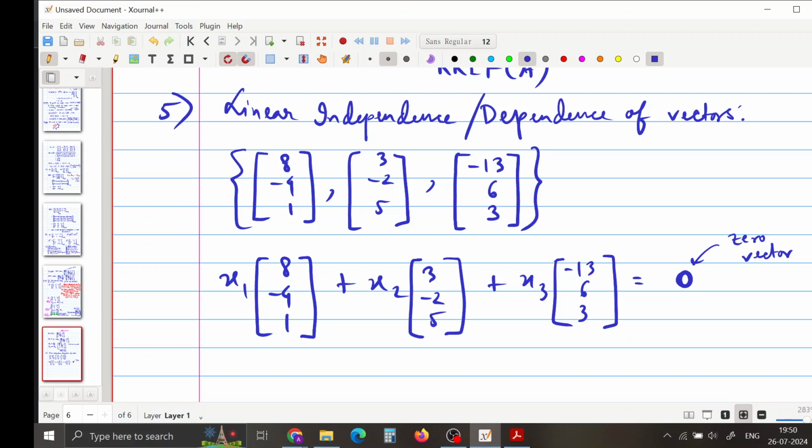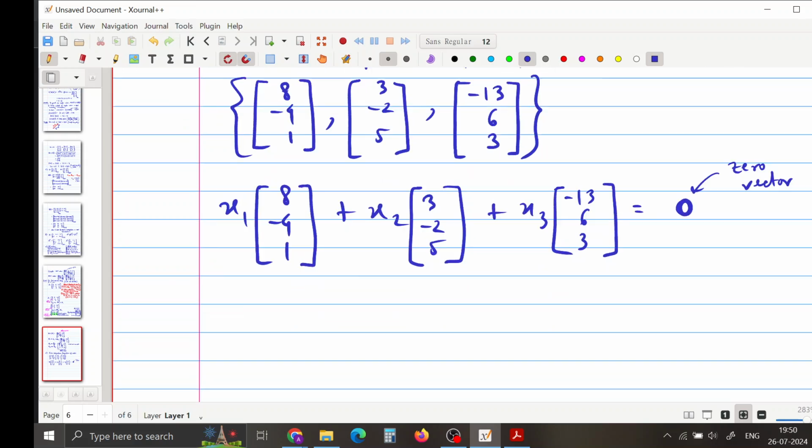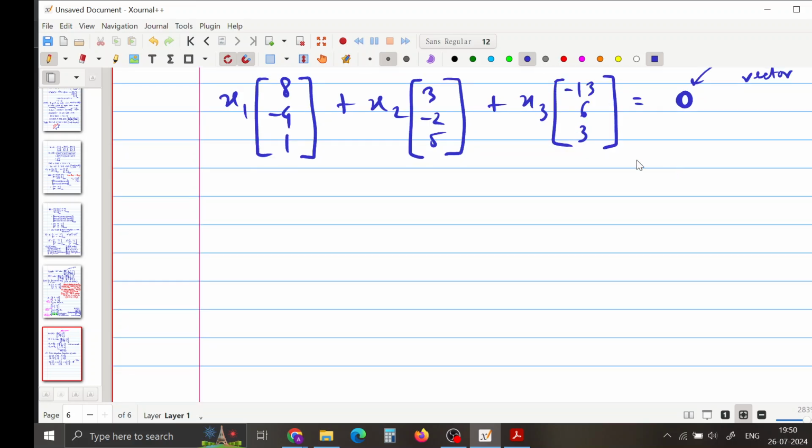If this is the condition, we have to find out for what values of x1, x2, x3 this holds true. And if it turns out that the only possible case is x1 equals x2 equals x3 equals 0, all of them are 0, then we will say that these three vectors (8, -4, 1), (3, -2, 5) and (-13, 6, 3) are linearly independent, otherwise they are linearly dependent.